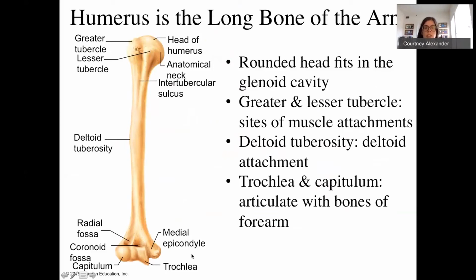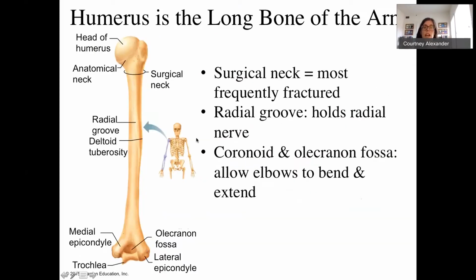Here, it's where the deltoid attaches. And at the distal end, we have the trochlea and the capitulum, which articulate with the bones of the forearm. The surgical neck is the most frequently fractured part of our humerus. We also have a radial groove, which holds our radial nerve. And we have fossa, or indentations, the coronoid and olecranon fossa, which allow for the elbow to bend and extend.